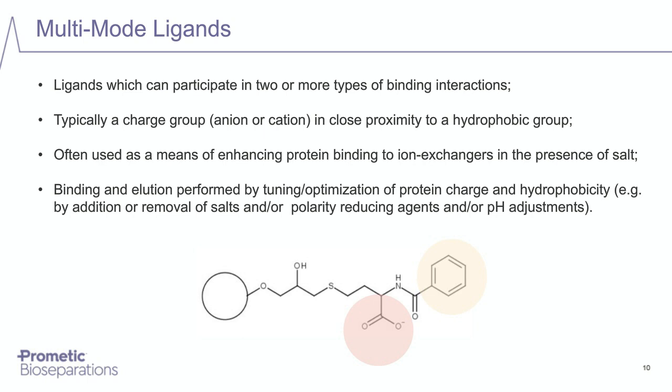and some of you might be familiar with these sorts of ligands. By adding this hydrophobic group, it enables ion exchangers to be used at higher ionic strengths, in the presence of higher concentrations of salt, for example. They can also be used for binding and elution of proteins. But that requires adjustment of the ionic strength by addition or removal of salt, or the adjustment of polarity by either adding or removing polarity-reducing agents such as solvents or detergents, and also pH adjustments.